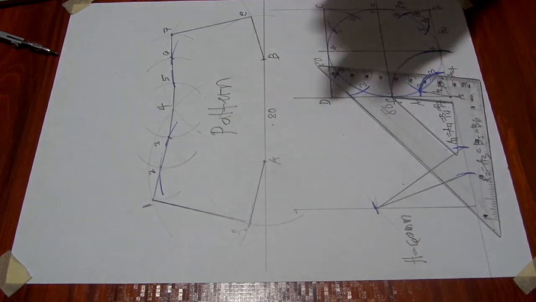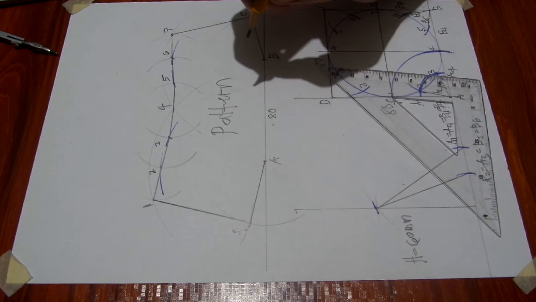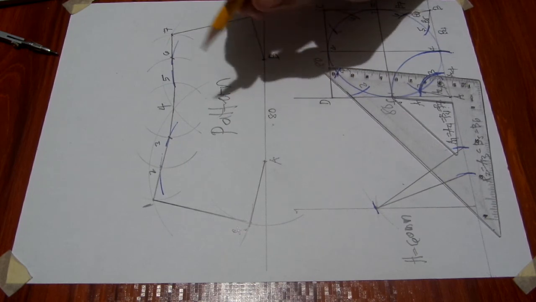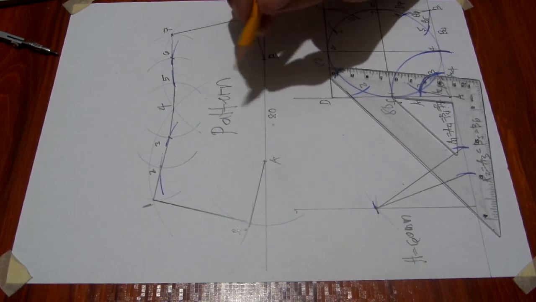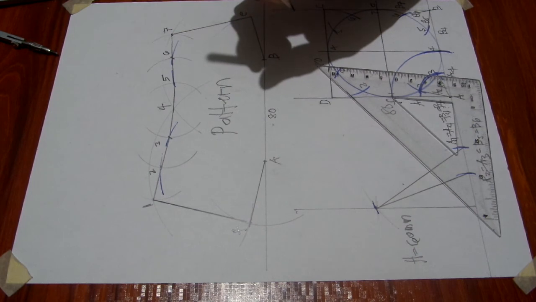In the next tutorial we are going to discuss the transition elbow, which is very commonly used in machine connection.